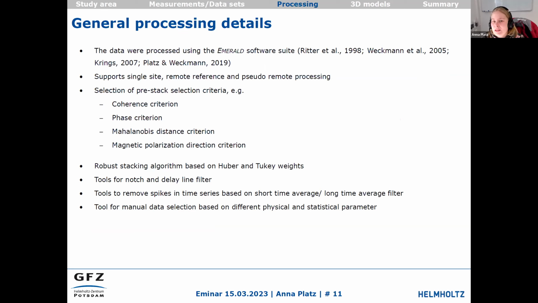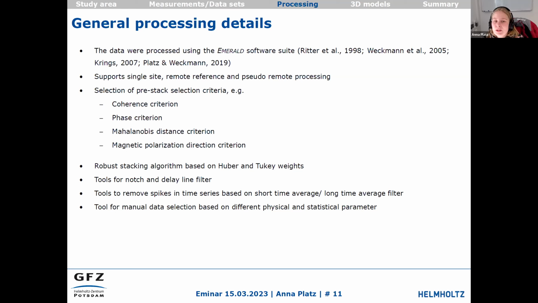For all 3 data sets, we use the EMERALD processing package, which was continuously developed at the GFZ, and I think the first publications are from Ritter et al. 1989 and Becken et al. 2005. But a lot of PhD students and master students contributed to this code, and there are also a lot of further developments in this code.